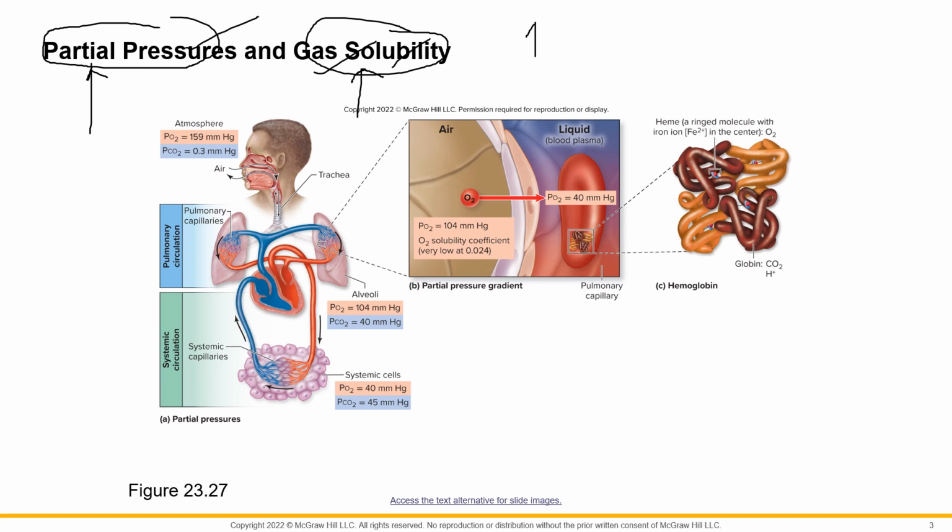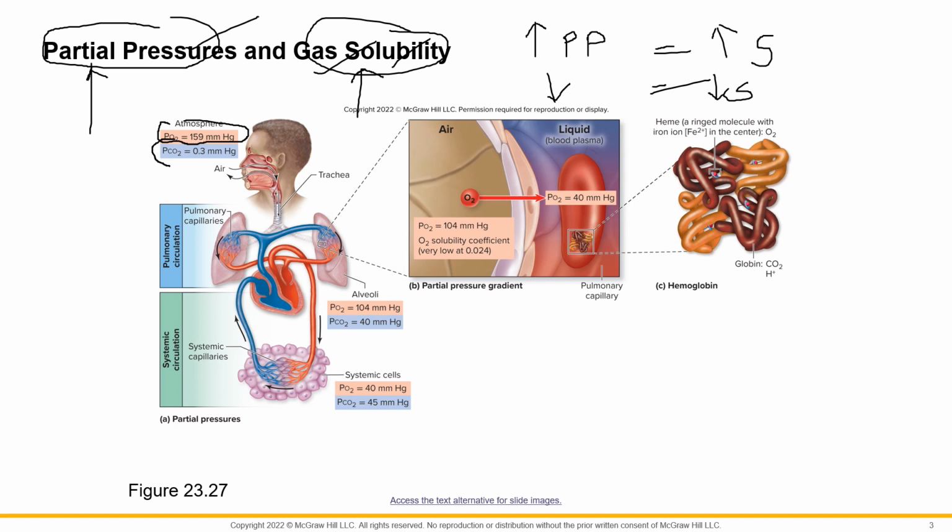So higher the partial pressure equals higher the solubility. Lower the partial pressure equals lower solubility. Now this law is Henry's law. So let's look at this diagram and go over the story that it is trying to tell us. We're going to start off with the partial pressure of oxygen first and carbon dioxide.